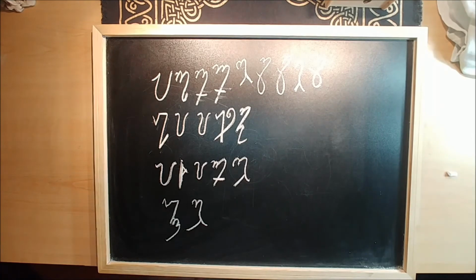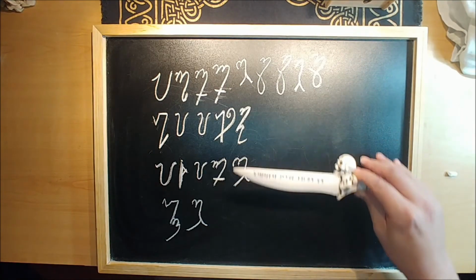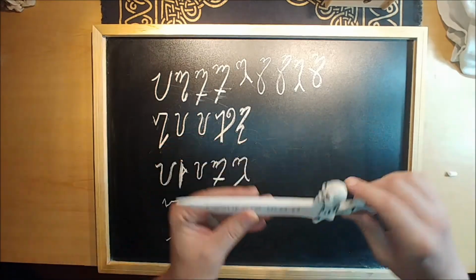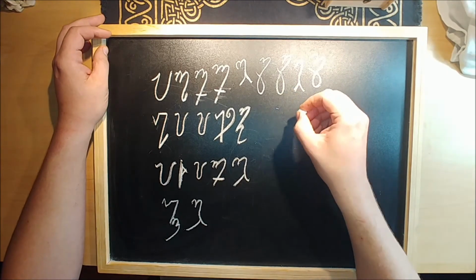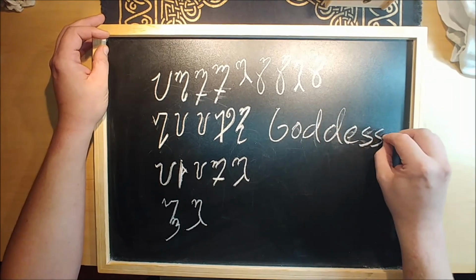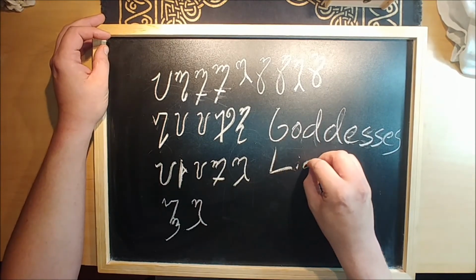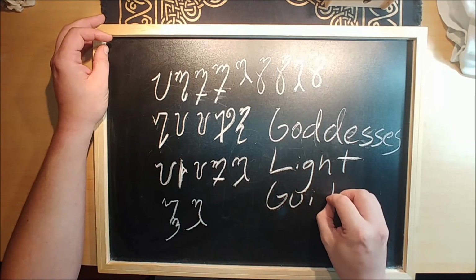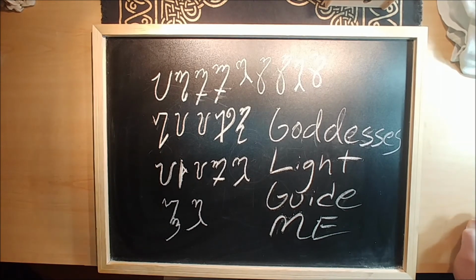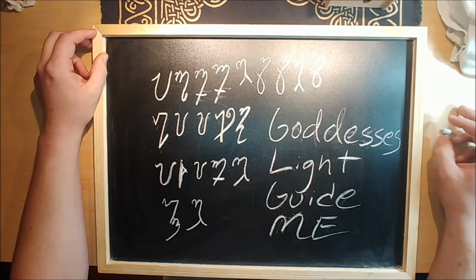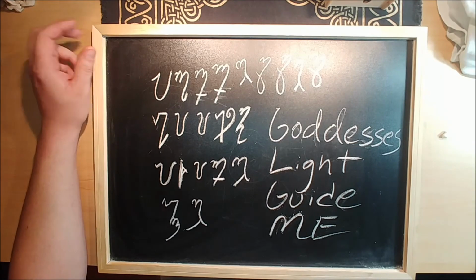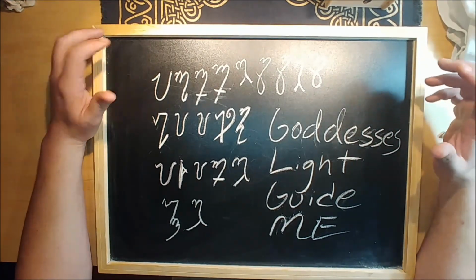All right, so what we have here is actually something that I write pretty frequently, and it's actually here on my Atham. So, what it says is, goddesses light, guide me. So I usually put that on important spells or just something that I want to empower with the goddesses light.